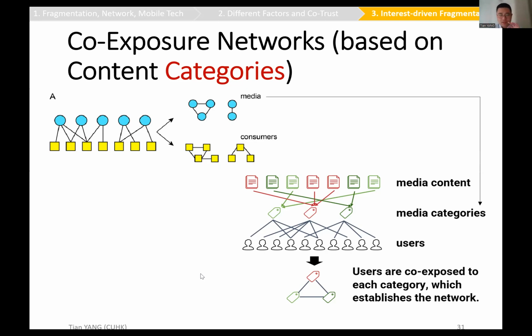So here we need to change the network model. In the second study, we changed the edge. Here we changed the node. The node is no longer media outlets, but media categories. So in the projected co-exposure network, a node is content of one category, and an edge refers to the duplicated audience of two content categories.